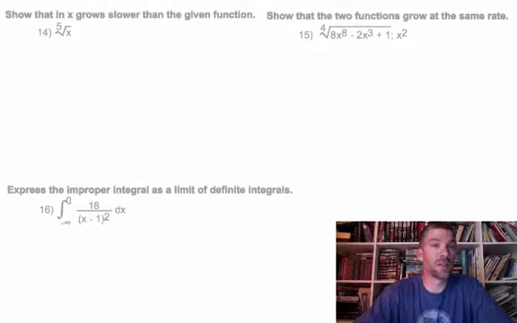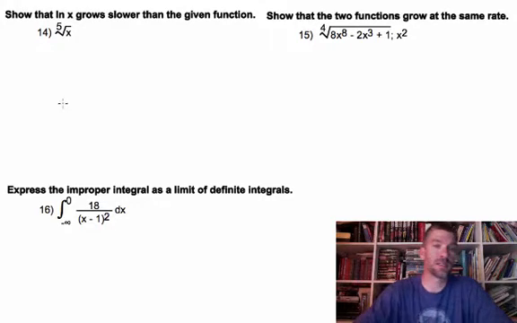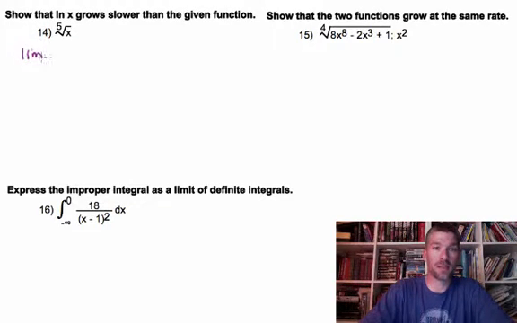All right, let's show that the natural log of x grows slower than the given function, which is the fifth root of x. And again, we want to show that natural log of x grows slower, which means we want to show the fifth root of x grows faster. We're going to look at a limit as x goes towards infinity.